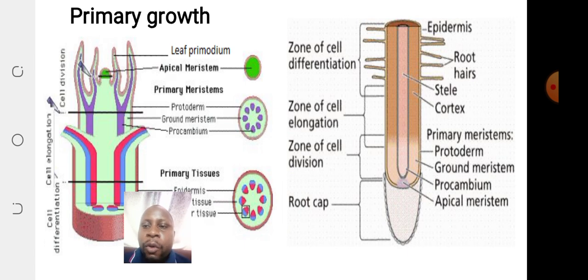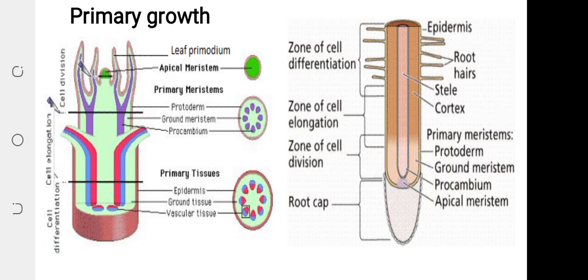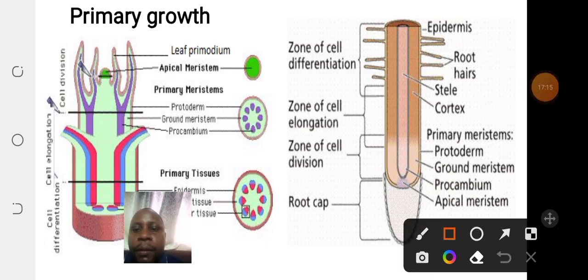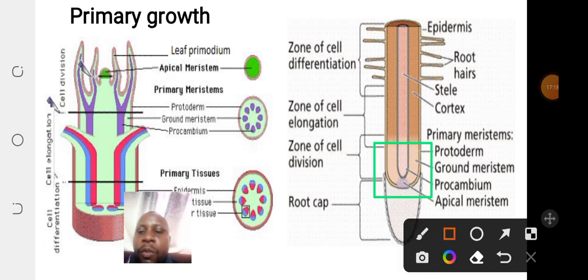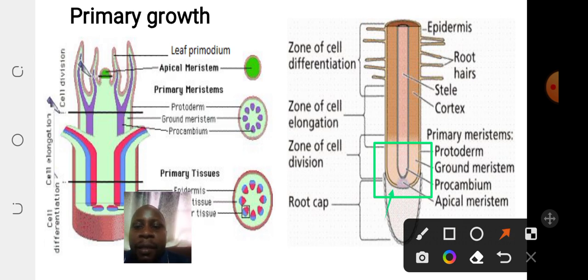Let us have a look at what happens now at the root. At the root tip also, three zones are visible. We have this zone here. This is what we call the zone of cell division. Here, there are also apical meristems as observed. The apical meristems usually divide mitotically, so as they divide mitotically, they bring about new cells. When new cells form, it leads to an increase in size.